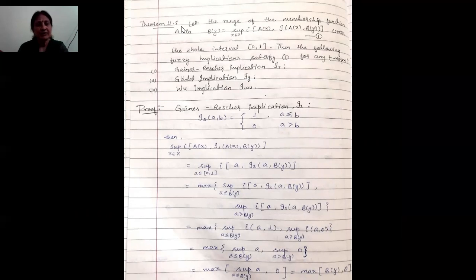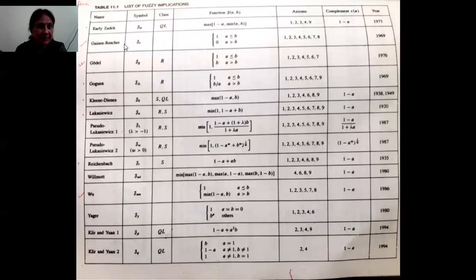Now we come to theorem 11.5 of the book of Klir. The statement is, let the range of the membership function A be such that the supremum over x belonging to X of I(A(x), I(A(x), b)) covers the whole interval [0, 1]. Then the following fuzzy implications satisfy equation 1 for any T-norm. The 3 types of implications: Kleene-Dienes, Gödel, and Wu. We had seen here Kleene-Dienes, Gödel, and Wu implications. So these implications should be learned before proving this theorem.